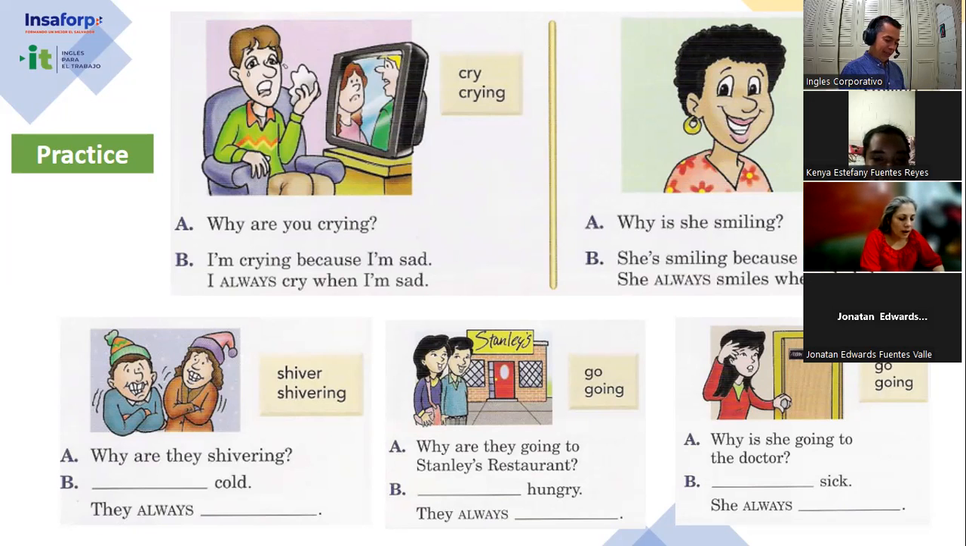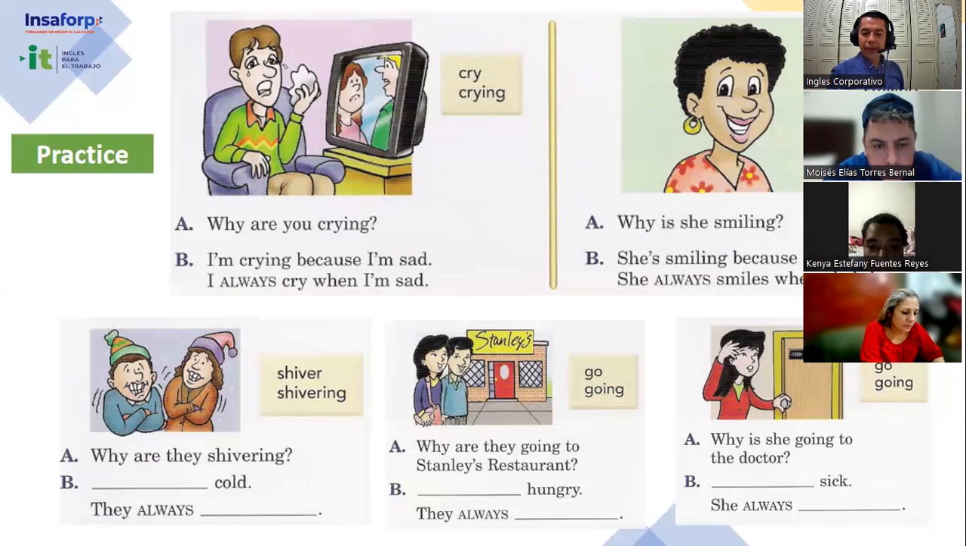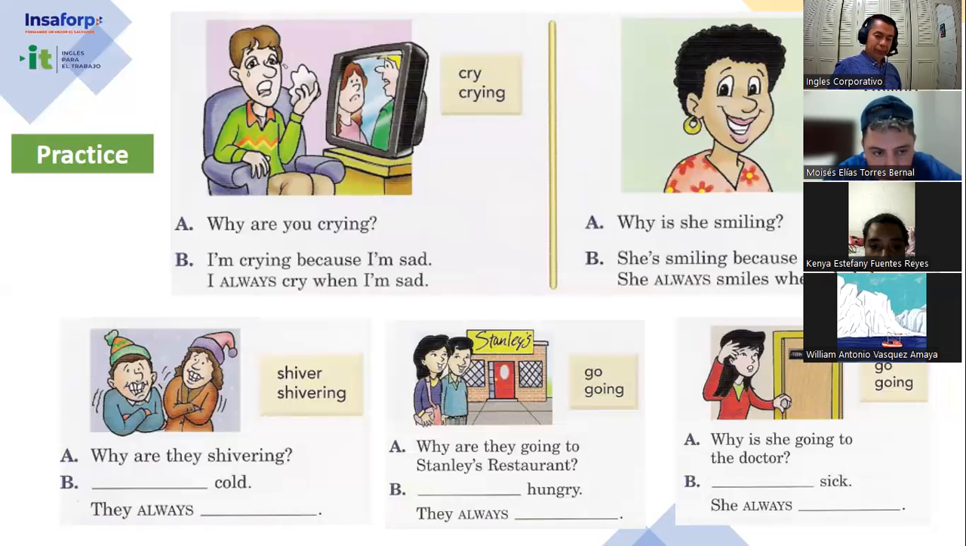Yes. Okay, now we have Moises and William. Okay, Moises, you make the question and William the answer, right? Going to Stanley's restaurant, right? 1, 2, 3, action. Hey, William, where are they going to Stanley's restaurant? They are going to the Stanley restaurant.